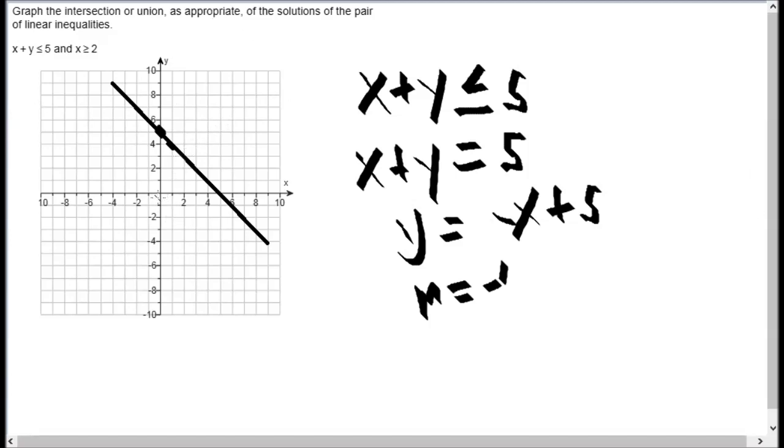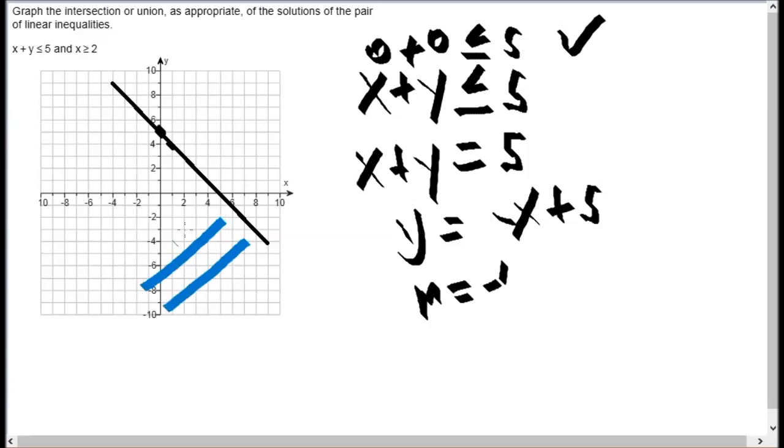Now let's take this test point (0, 0) and try it. So we take 0 and we'll put it in here, plus 0. Is that less than 5? And the answer is yes, that is definitely less than 5. So we're going to shade, and let me use a different color for shading here so you can see this. We're going to go ahead and shade this whole entire side right here. We'll shade all of this side.